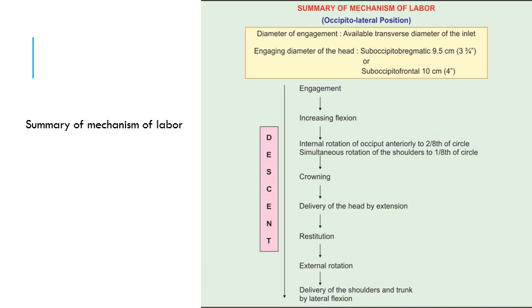The engaging diameter of the fetal head may be the suboccipitobregmatic, that is 9.5 cm, or suboccipitofrontal, that is 10 cm. Engagement is followed by increasing flexion, then internal rotation of the occiput anteriorly to 2/8 of a circle, and simultaneous rotation of the shoulders to 1/8 of a circle, so that the degree of torsion of the neck is 1/8 of a circle. Then crowning, delivery of the head by extension, restitution, external rotation of the head, and delivery of the shoulders and trunk by lateral flexion. And descent is a continuous process that occurs all throughout.